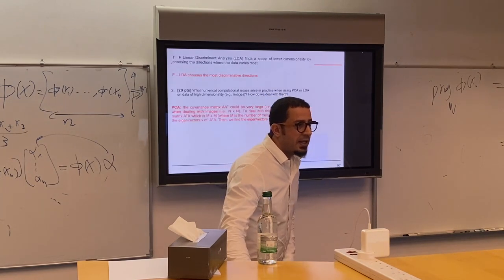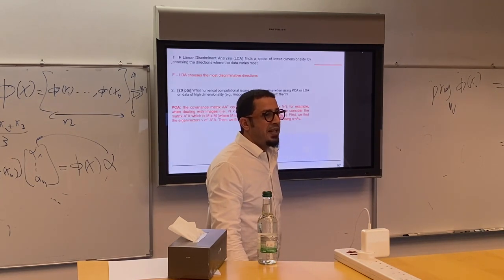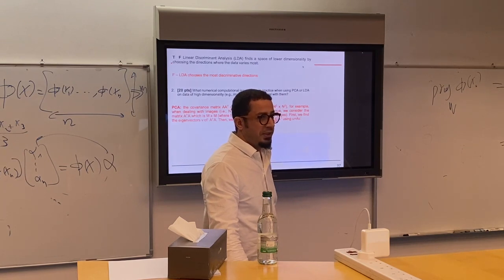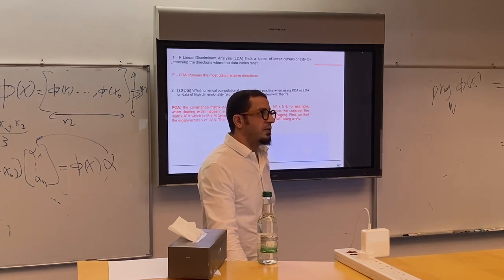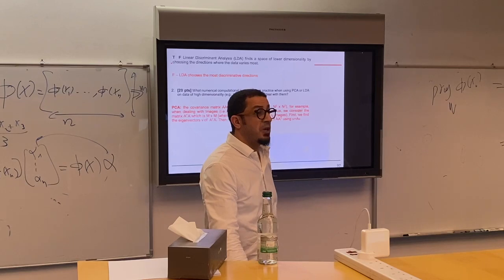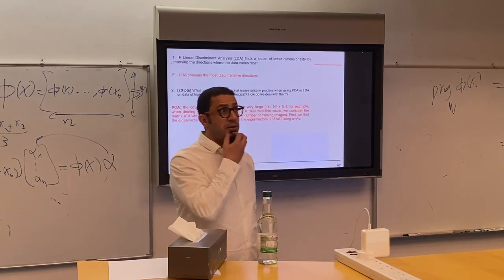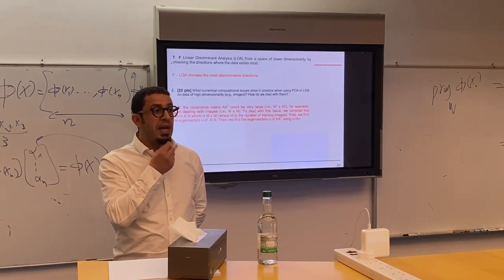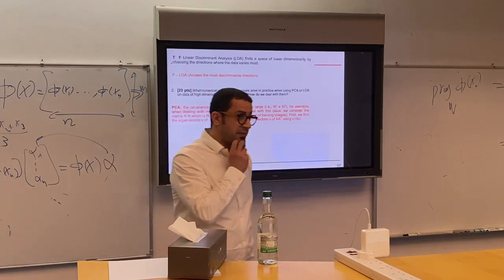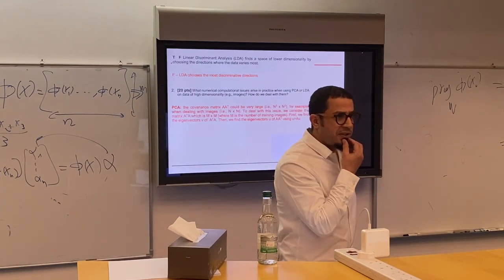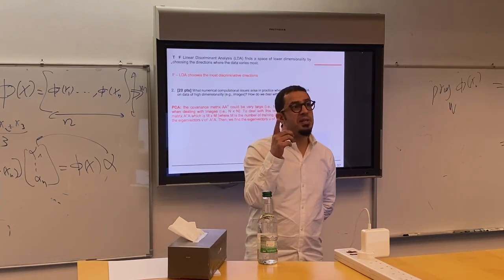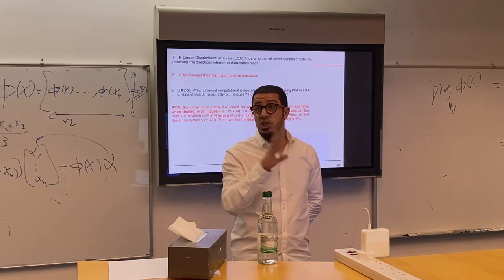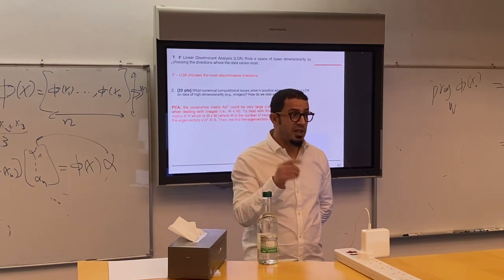I will give something else. Linear, or LDA, finds a space of lower dimension by choosing the direction where the data varies most. Correct or wrong? True or false? I'm giving sometimes the wrong answers. So what do you think? This seems like PCA. It is not LDA. Clear? So he's wrong.